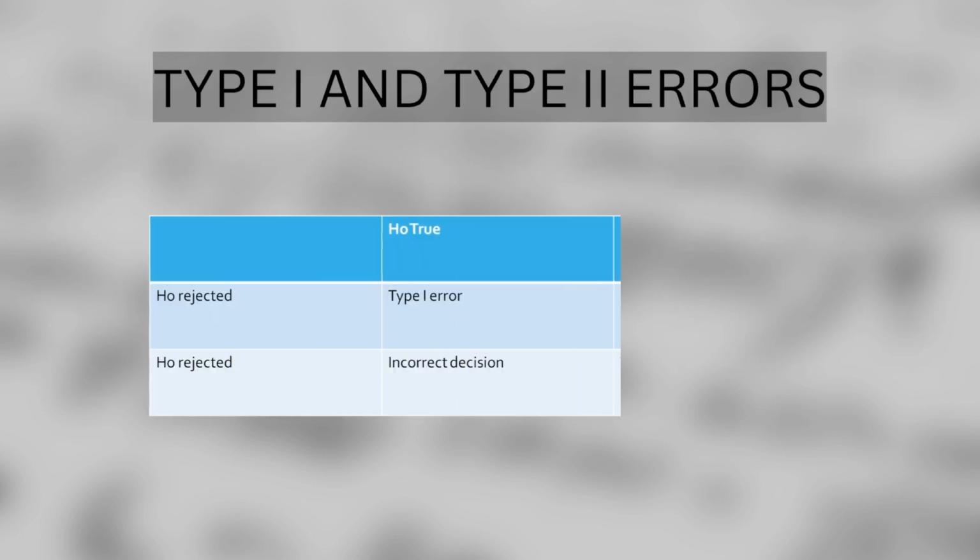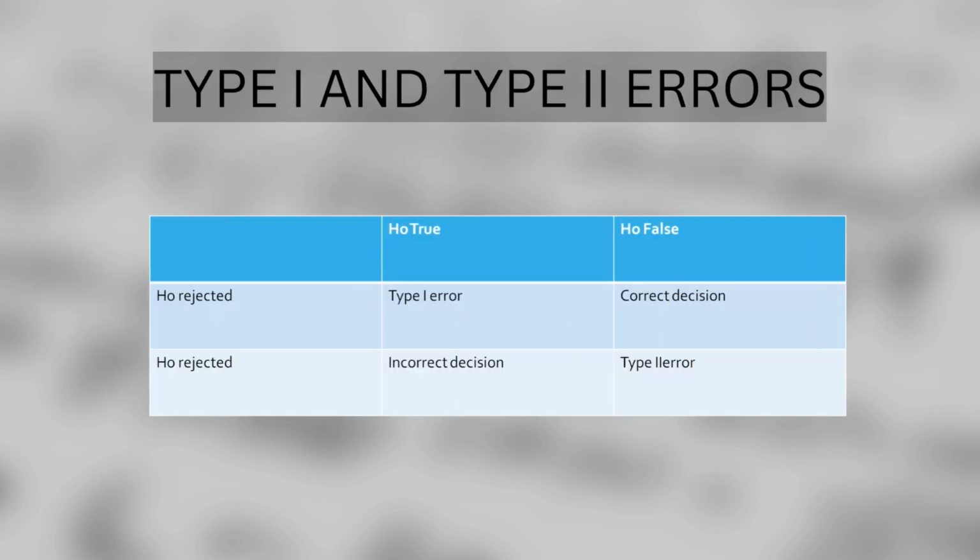So, here in the flowchart in tabular form you can see what type 1 and type 2 errors are. When the null hypothesis is true and it is being rejected, chances of type 1 error are there. Whereas, when the null hypothesis is false and it is being accepted, type 2 error is happening there. Well, when the null hypothesis is false and it is being rejected, the decision is correct. Whereas when the null hypothesis is true and it is being rejected, it means incorrect decisions are being taken.